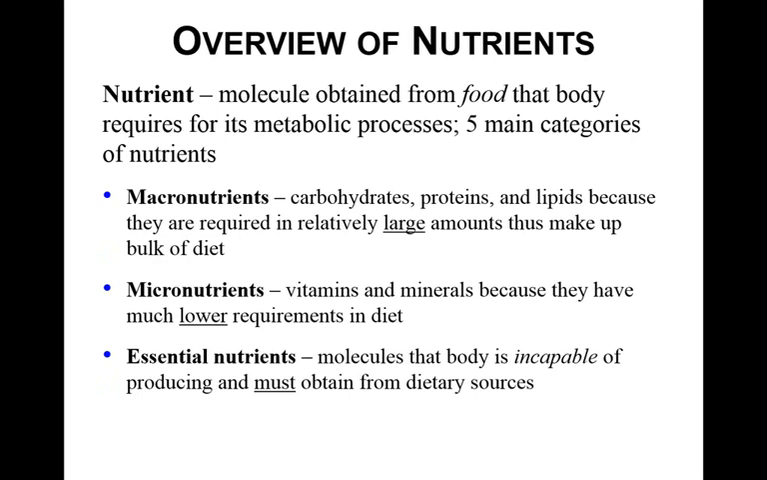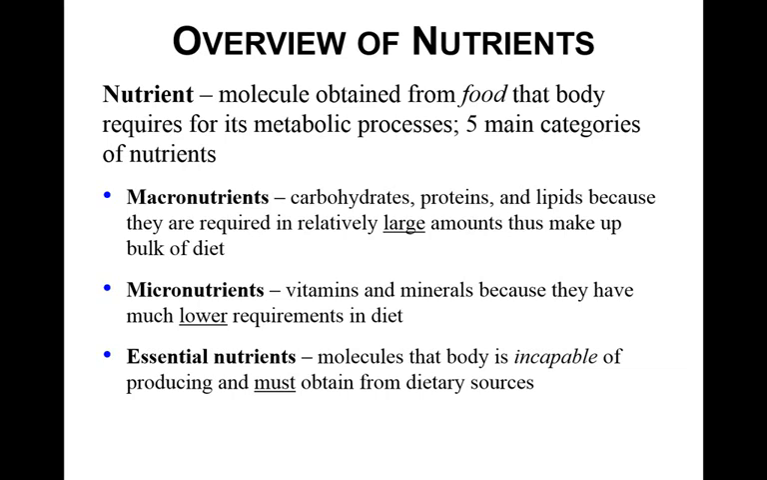All right, let's look at nutrients, because that's key when we talk about energy and metabolism. These are things you get from food, and there are basically 5 categories for nutrients. Macronutrients are called macro because you need large amounts in your diet: carbs, proteins, and lipids. Micronutrients, you need a lower amount in your diet. Vitamins and minerals are examples of micronutrients.